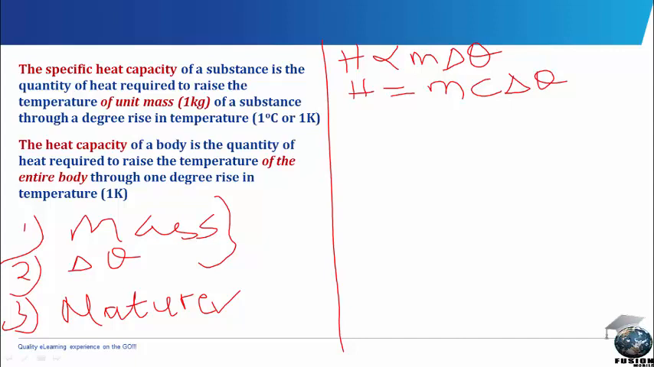While heat capacity is also doing the same job, but this time around not on a unit mass but on the whole mass. For example, if I have this to be a block divided into 4, 1 kilogram, specific heat capacity is interested only in one part, which is 1 kilogram, while heat capacity is interested in all of them. So we'll say that heat capacity of a body is the quantity of heat required to raise the temperature of the entire body through 1 degree rise in temperature.